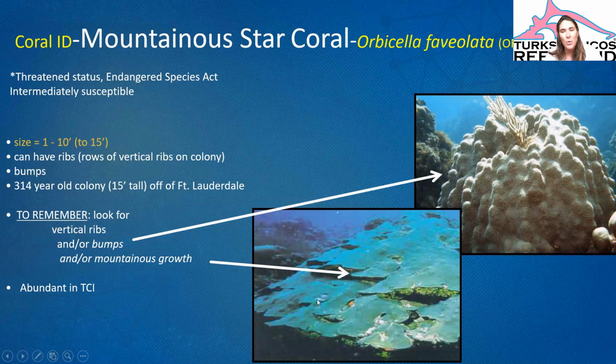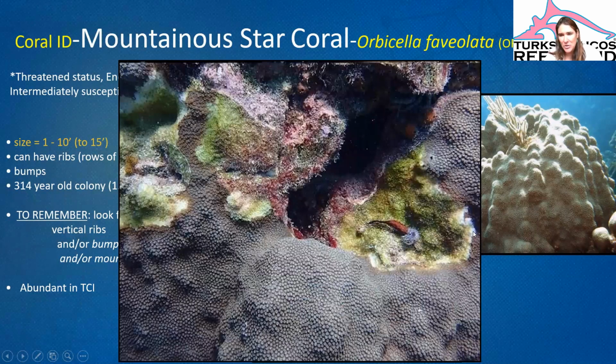What you're looking for is mountainous growth, these bumps and vertical ribs, and they can grow very, very large. Apparently there's a colony off of Fort Lauderdale that's estimated at 314 years old, and it's 15 foot tall. So I've not seen any quite that big here, but we do have some very, very large ones. And you can see here the disease margin is moving very slowly. These guys really are fighting, but they are getting them.